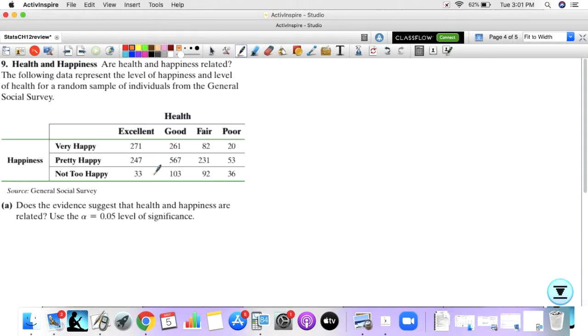All right, so let's take a look at number 9. Are health and happiness related? The following data represent the level of happiness and level of health for a random sample of individuals from the general social survey. So we're looking at 2 separate variables, and we're trying to find if health and happiness are related, and that's one of our keywords. If we have 2 variables and we're looking to see if they're related or associated, we're doing a test for independence.